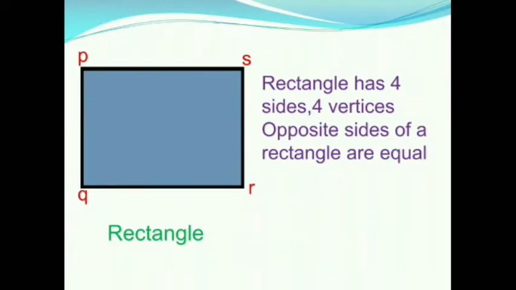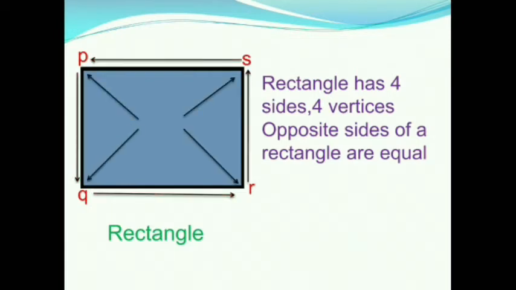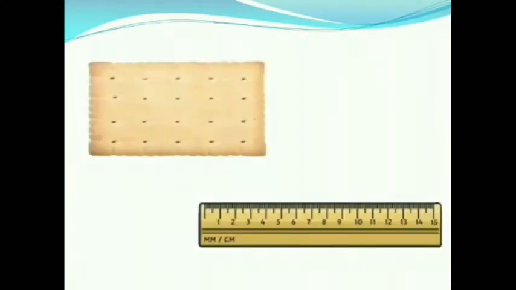Now we will learn about rectangle. Rectangle has four sides, four vertices. Opposite sides of a rectangle are equal. Now let us see some examples of rectangle. You will eat biscuits now? The biscuit also will be in rectangular shape. You can see rectangle everywhere. The scale which we use to draw lines and the door. Observe that in all these objects, the opposite sides are equal.